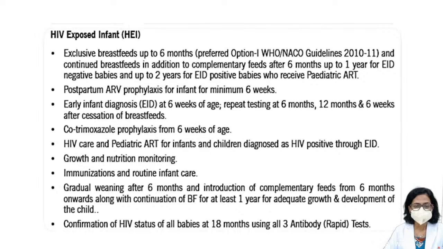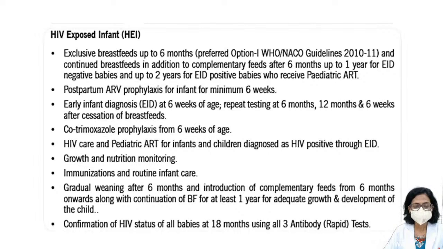HIV care and pediatric ART for infants and children diagnosed as HIV positive through early infant diagnosis. Growth and nutrition monitoring for these babies. They receive immunization and routine infant care just like any other infant. Gradual weaning after 6 months and introduction of complementary feeds from 6 months onward, along with continuation of breastfeeding for at least 1 year for adequate growth and development of the child.